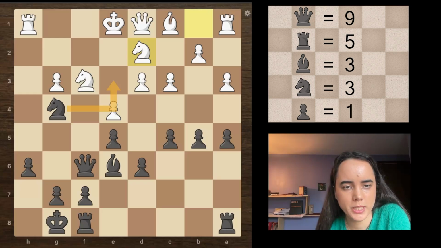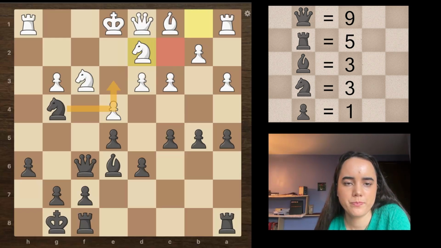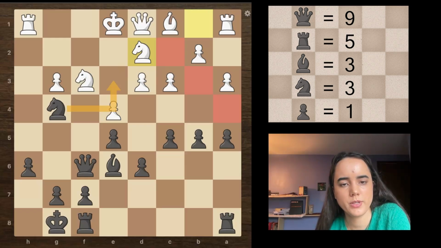Okay, we attack his queen. His queen's got to go somewhere. Where can the queen go? The queen cannot go here because we just take it. This knight is covering both these squares. So he cannot go here. We're going to block that out. He cannot go here because of the bishop. He cannot go here because of the pawn. So it looks like he can only go here.